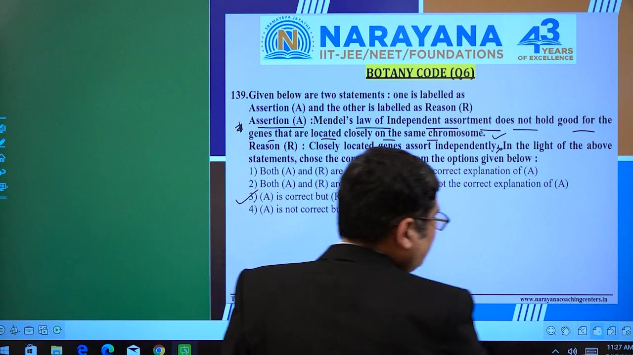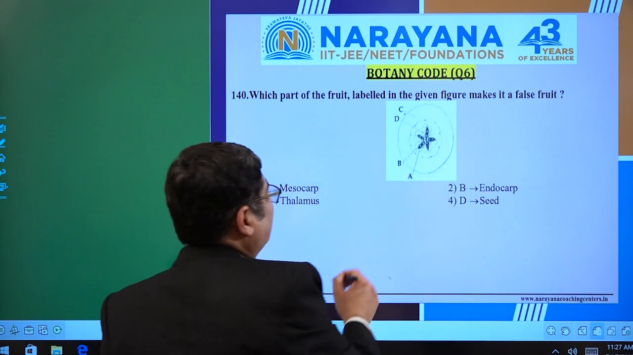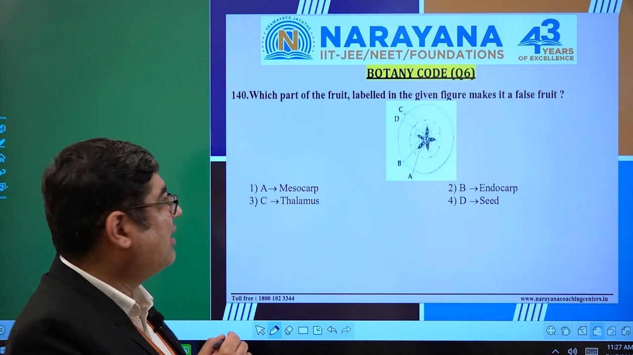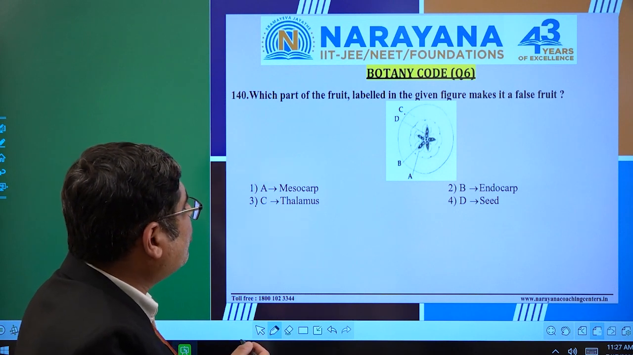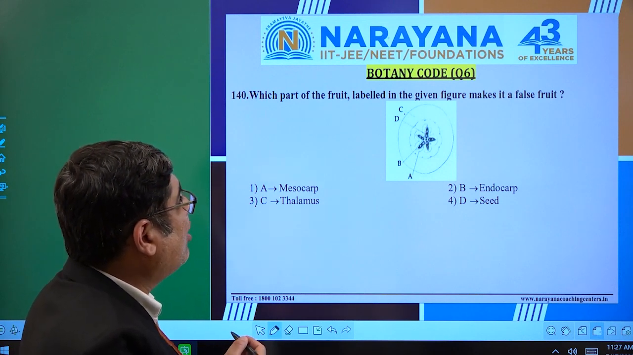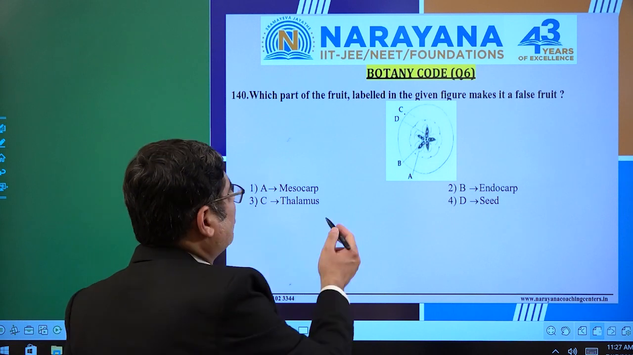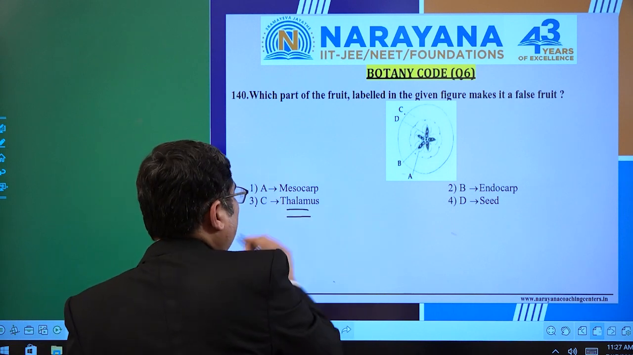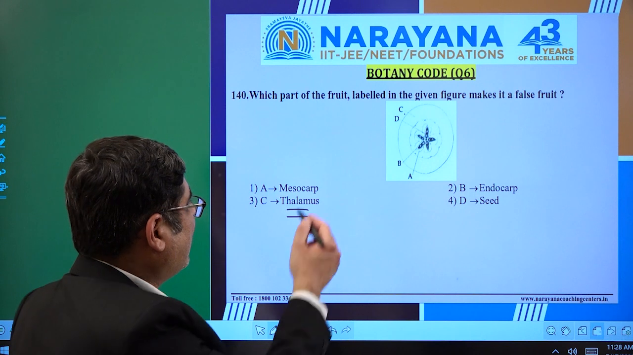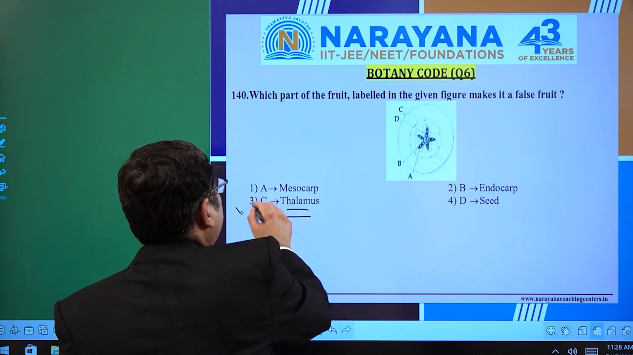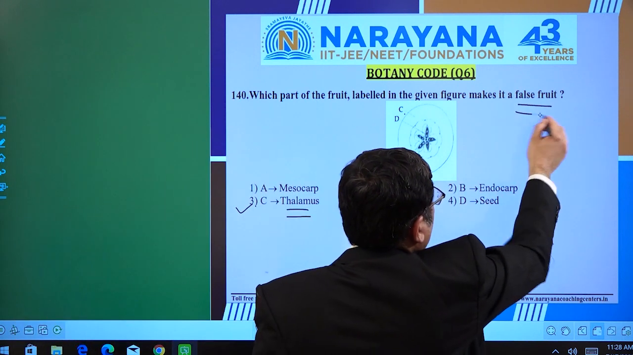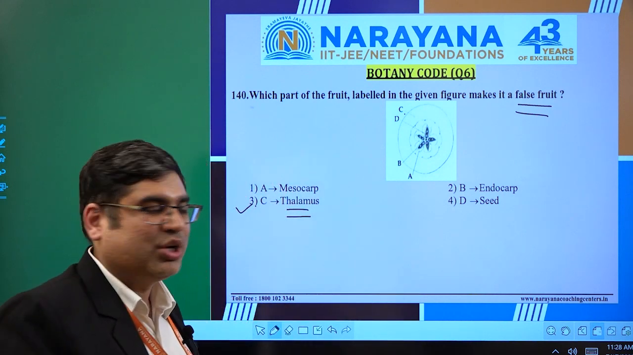Let's move on to question number 140. Here is a simple diagram given in the NCERT, and it asks which part of the fruit labeled in the given figure makes it a false fruit. Simply, the thalamus, if that edible part is there, it indicates that it is a false fruit. Let's move on to the next question.